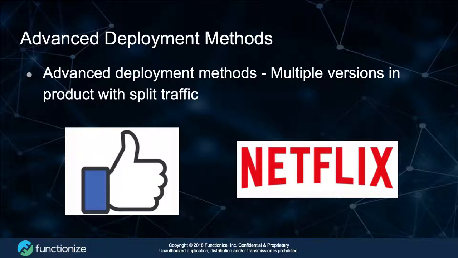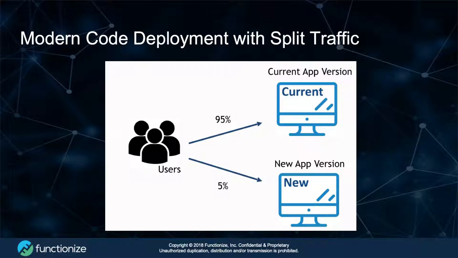Nowadays there are a lot of advanced deployment methods. Some popular companies that pioneered this are Facebook and Netflix, in which you have multiple versions of your software running at the same time. So when you do a new release, you're not necessarily releasing that software to everybody. You may be releasing it to a small number of people. This is a more advanced deployment method that a lot of companies are moving towards: running multiple versions of the software at the same time with split traffic.